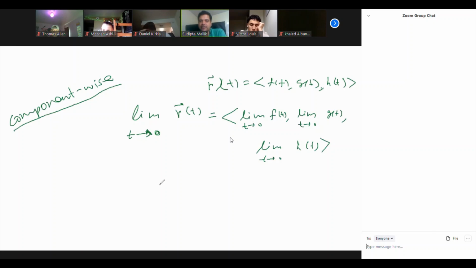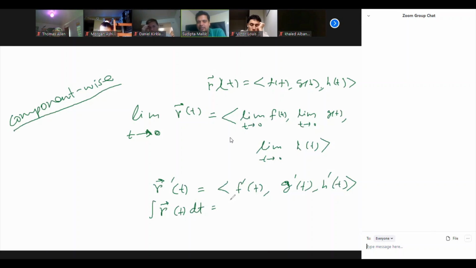If you want to take the derivative at t, you're just taking the derivative of each component separately. If you want to integrate a vector valued function, you are just integrating each component separately, component wise. 13.2 is very simple. So read about this. I will discuss that on Monday. And I'll try to give you a problem set on that before Monday.